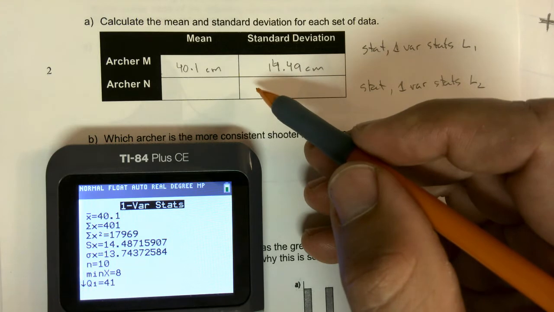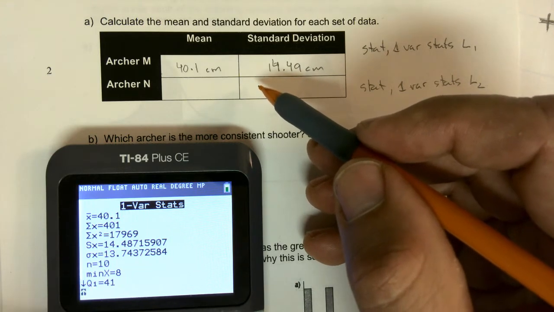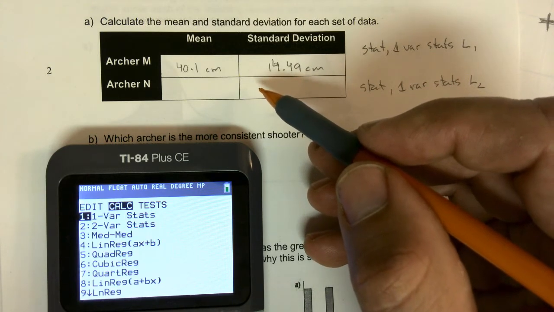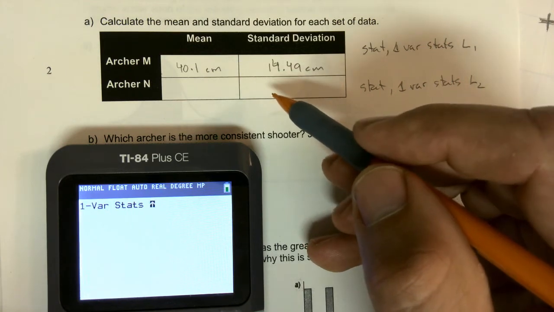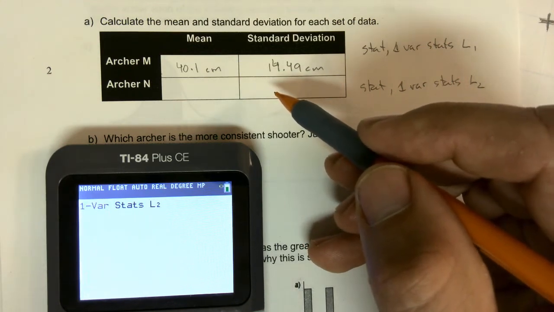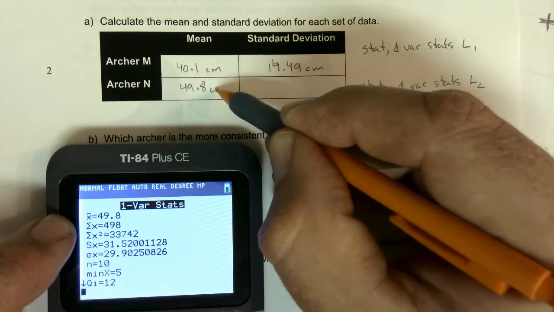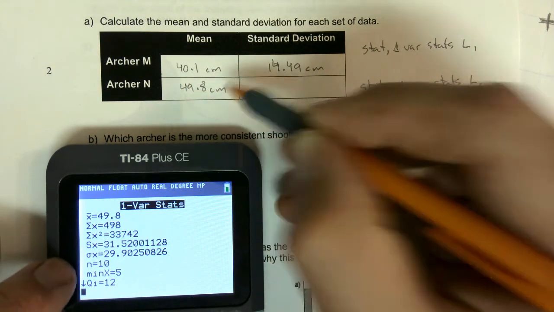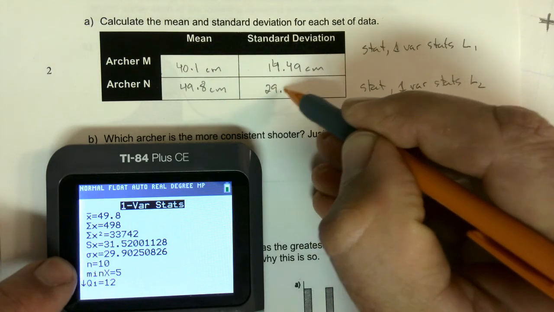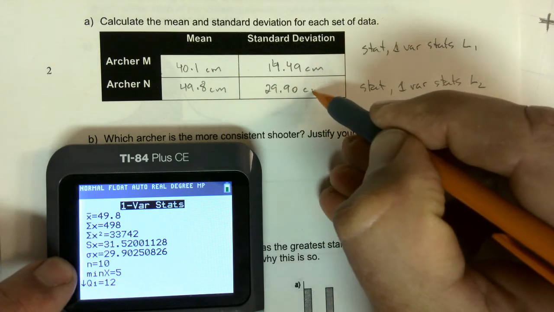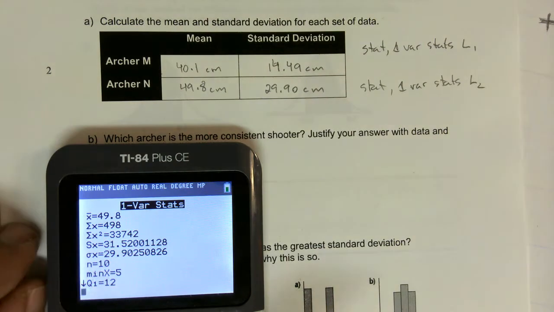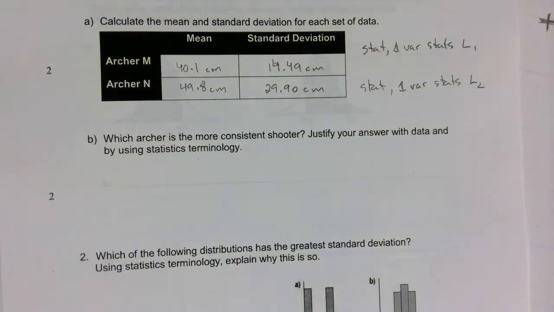And then I'm going to do the exact same thing. I'm just going to go stat, calculate one variable stat, and now I'm going to do the same thing for the second archer, which is 49.8 centimeters. And the standard deviation is 29.90 centimeters. Right? Is that what you're getting? I need a couple yeses before I move on. So I got 1374 for the standard deviation.